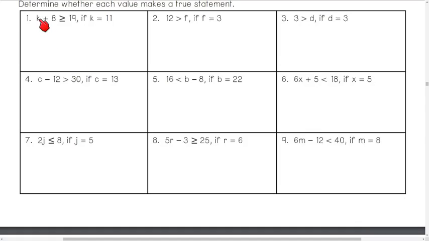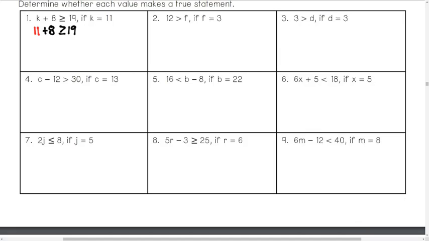So if I have, for number 1, k plus 8 is greater than or equal to 19 if k equals 11. And I want to know, is that a true statement? So I start with a variable. Instead of putting k, I could go ahead and say that k is 11. So I write that out, and I would say, okay, 11 plus 8 is greater than or equal to 19.